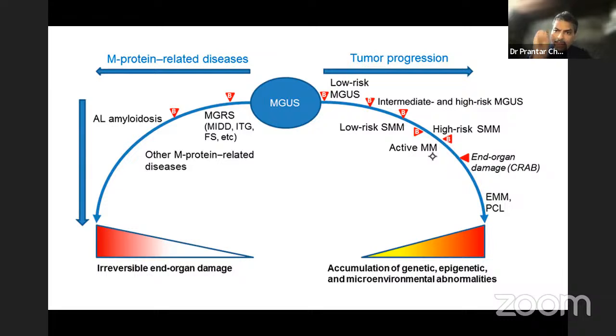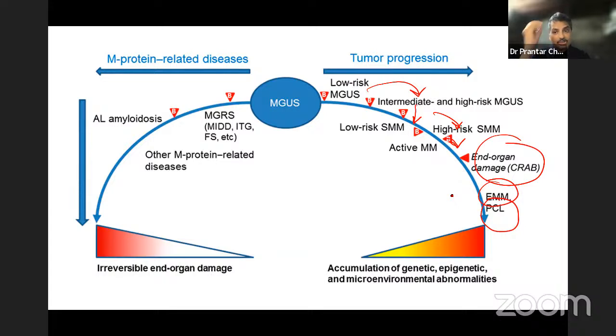If you have to look at one slide, without giving your attention to your WhatsApp messages, it is this slide. Remember, the monoclonal protein can lead to a spectrum of disorders. If the tumor is progressing, it can go from low risk MGUS to intermediate high risk, to low risk smoldering, to high risk, to active myeloma, CRAB, and then extramedullary myeloma and plasma cell leukemia.